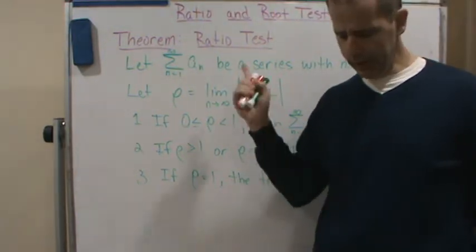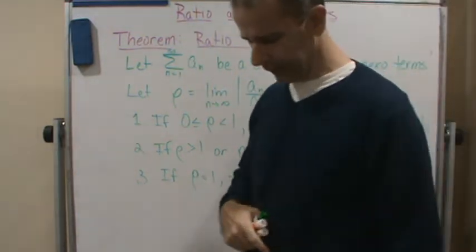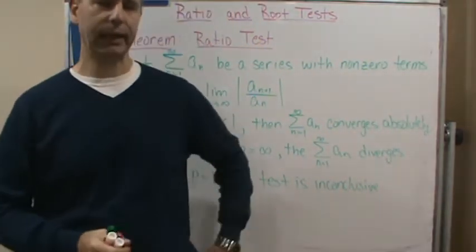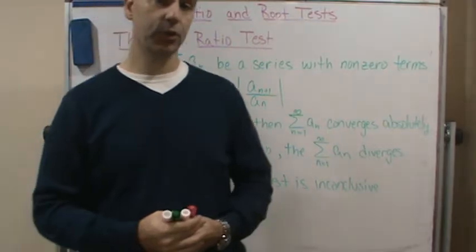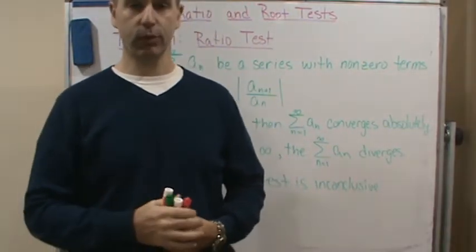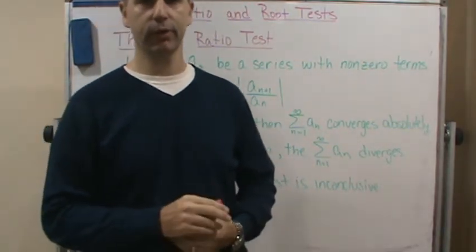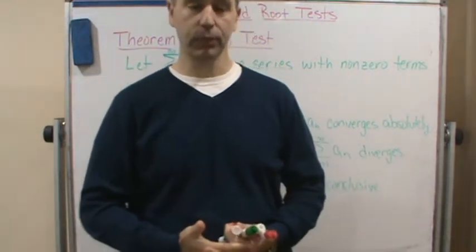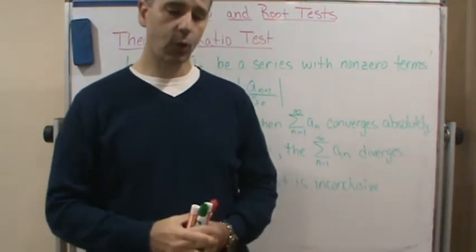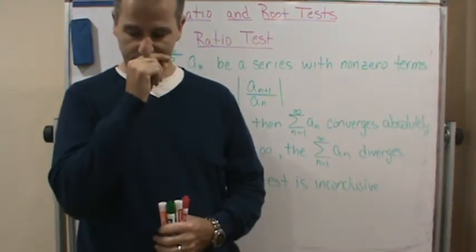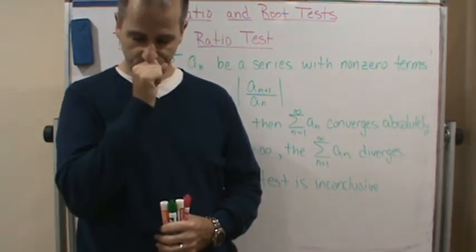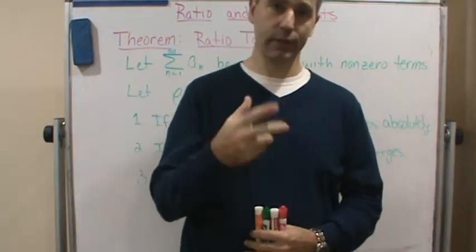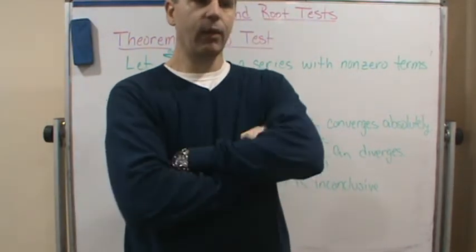Before I get into the theorem and go over it really quickly, the ratio test is really nice, and the root test too, because you don't have to find a comparison series to compare it to. With the ratio test, we take a series and compare each term with the next term. So we take the ratio of the terms. And why is this important?